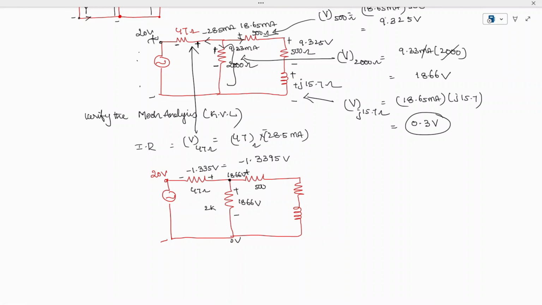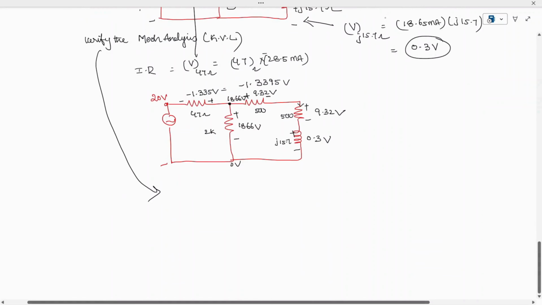Here you are going to get a drop of 9.32 volts. Here also you are going to get 9.32 volts, and here at the 15.7 we are going to get a drop of 0.3 volts. So now we need to verify this mesh analysis.